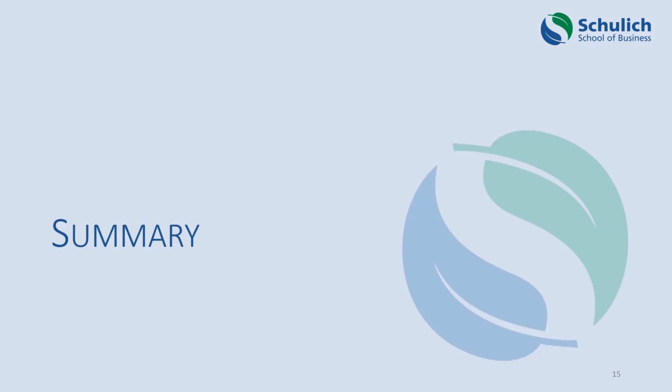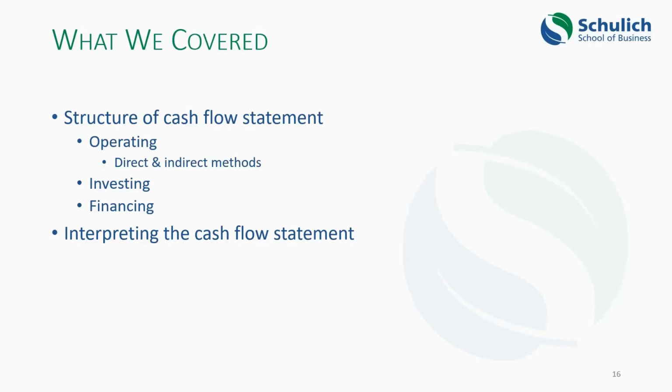Let's sum up what we've learned about the cash flow statement. We have covered the structure of the cash flow statement, looking at the direct and indirect methods of the operating cash flow section. We've looked at the investing and financing sections as well. And then we've gone through a series of critical questions and patterns to interpret in the cash flow statement.